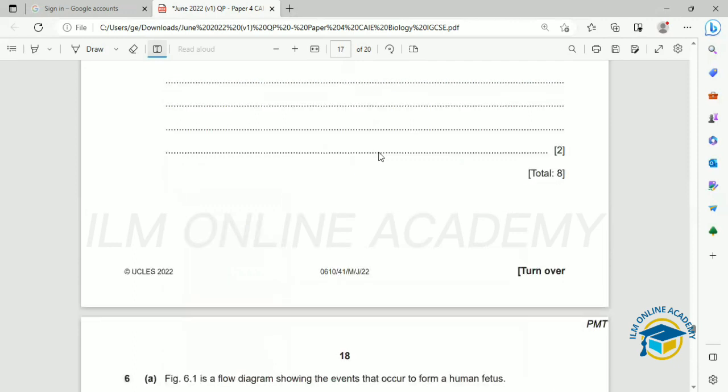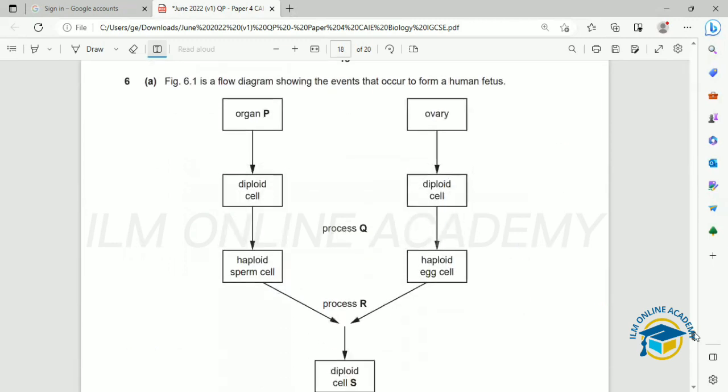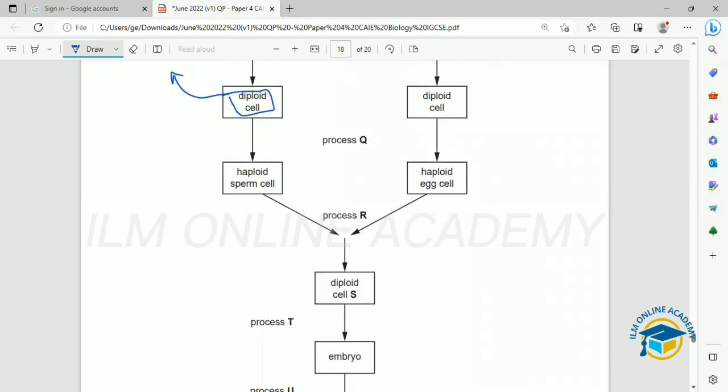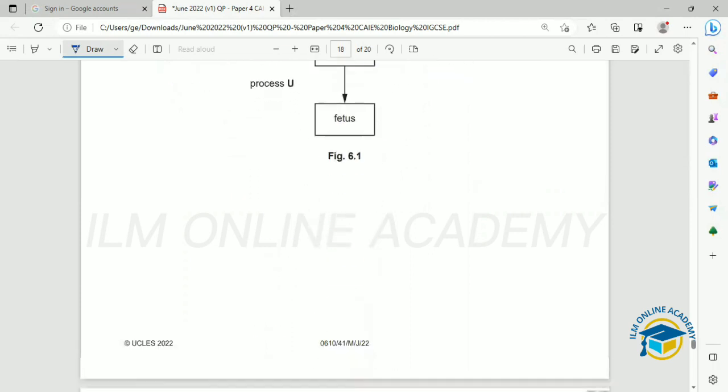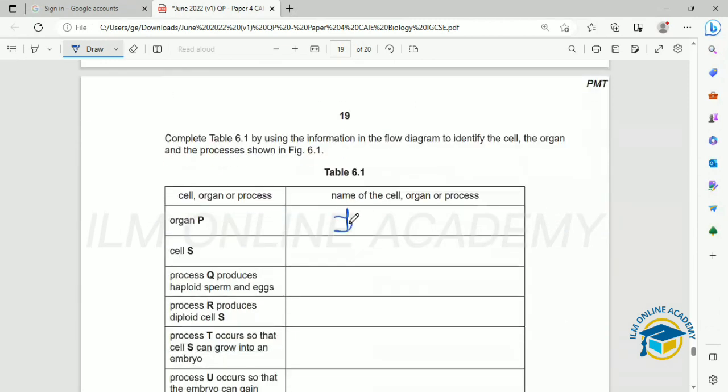So let's go back to the previous space where there is the flow diagram. Okay, so organ P. Now, through organ P, what is being formed? A diploid cell is being formed. So diploid cells are formed through ovaries or testes, ovary or testes. Ovary has been written right here, so it is testes. So it is testis.